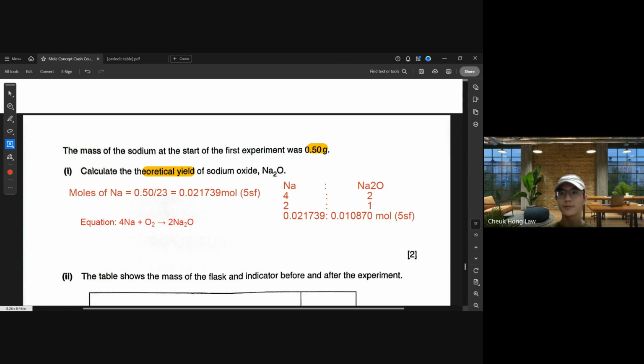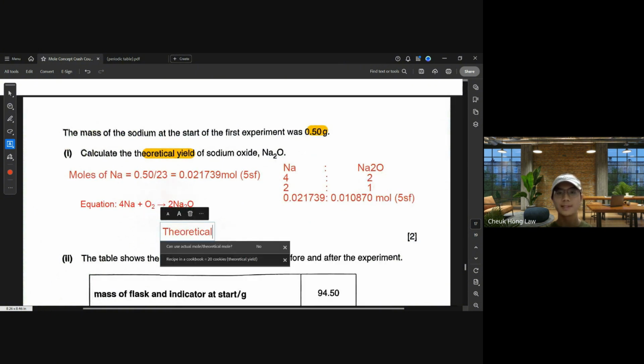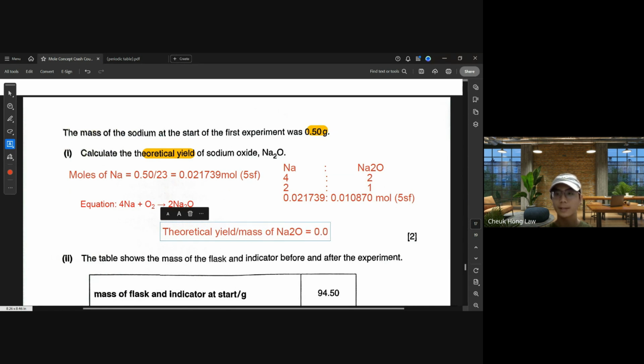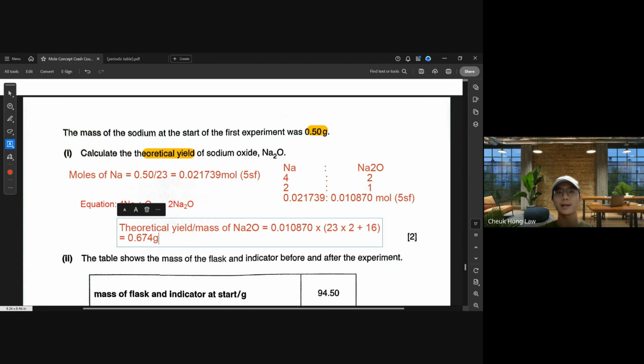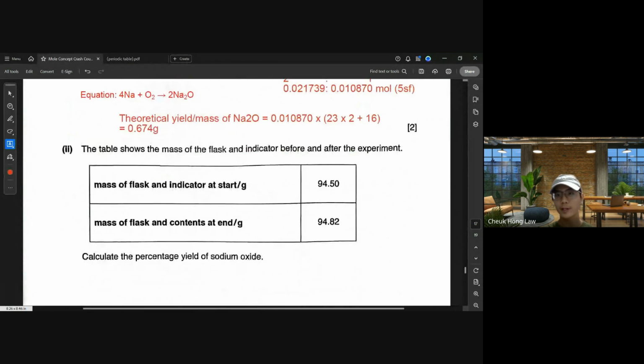Right now, I know the number of moles of sodium oxide. I can find the theoretical yield, or basically the mass. It will be mole times MR. Okay, what is the MR of sodium oxide? We have 2Na, so it will be 23 times 2. And we have 1 oxygen, so it's 16. Right? So I put this in the calculator, 0.674 grams. Okay, this is the theoretical yield or the theoretical mass of sodium oxide, 0.674 grams.